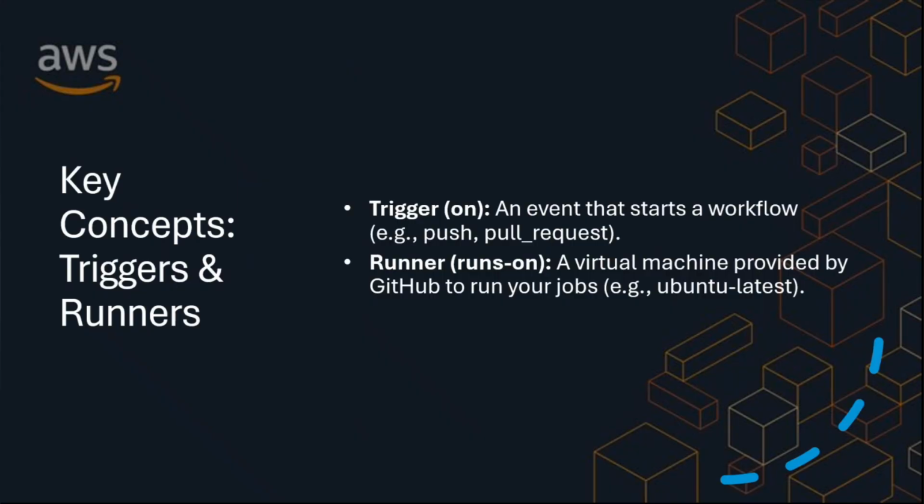Before the demo, there are two key concepts to remember. The trigger is simply the event that starts your pipeline, like pushing code to GitHub, and the runner is the virtual machine where your code will be executed.